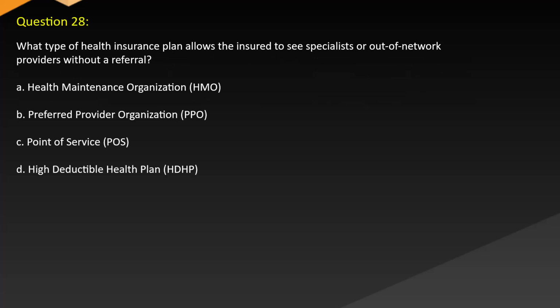Question 28. What type of health insurance plan allows the insured to see specialists or out-of-network providers without a referral? A. Health maintenance organization, HMO. B. Preferred provider organization, PPO. C. Point of service, POS. D. High deductible health plan, HDHP.